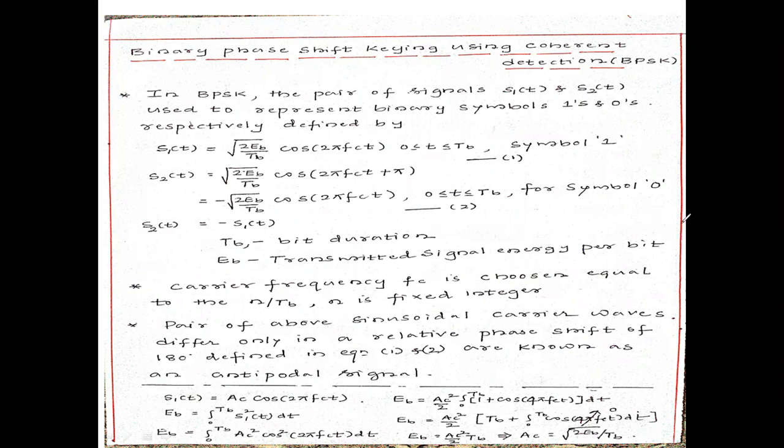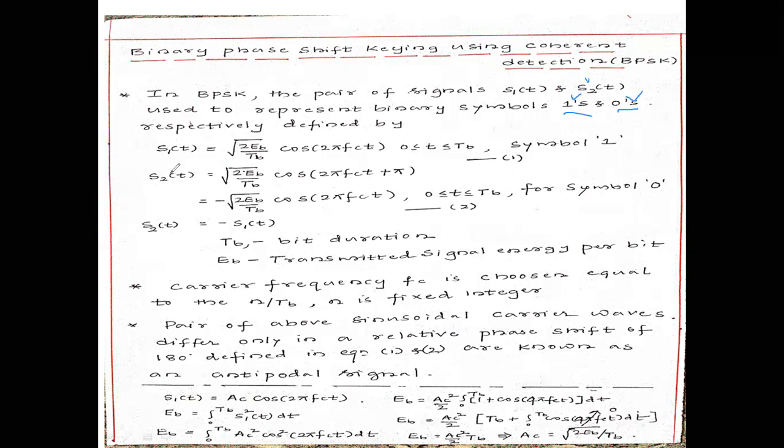And in the BPSK system, whenever binary symbol 1 is there, it is represented by transmitting a carrier with 0 phase shift, and binary symbol 0 is represented by transmitting a carrier with 180-degree phase shift. So in BPSK, we require a pair of signals S1 of t and S2 of t, which are used to represent the binary symbols ones and zeros. S1 of t is used to represent the binary symbol 1, and S2 of t is used to represent the binary symbol 0, right?